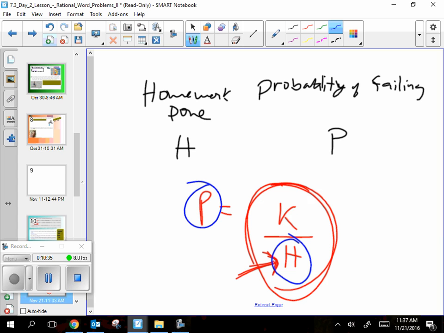What if it's directly? If this had been a direct one, then it'd be k times h. And your two variables go here. Here's your two variables. And you always have a k in your answer. All right, so let's do one more.